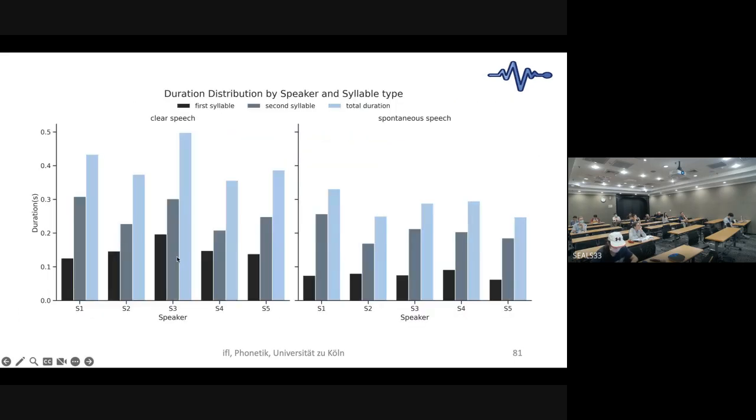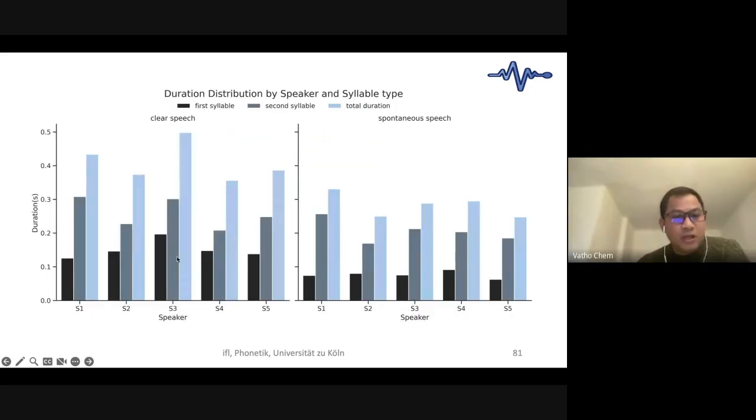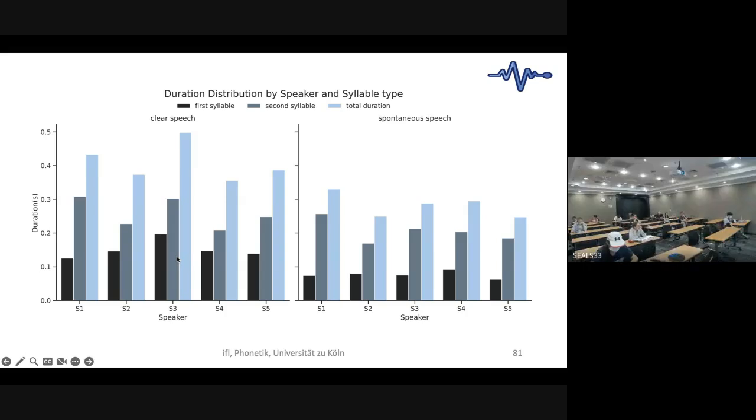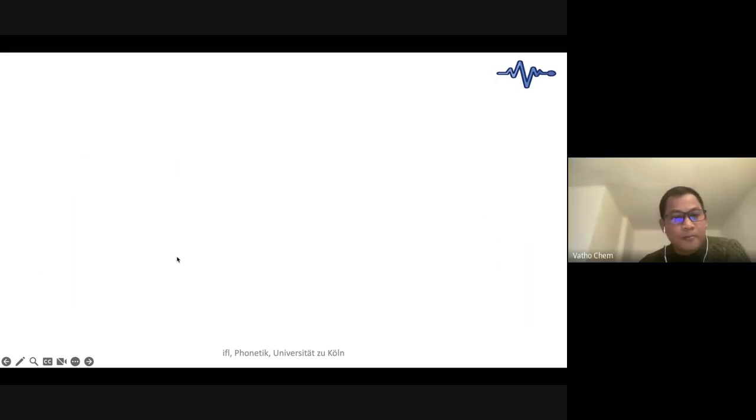So this is the duration of the 5 speakers from the social media. We found that the first syllable plays the reduction form of the prefix. It could be the first syllable of the word, and we found that all 5 speakers have a shorter duration of the first syllable, and they keep maintaining the second syllable.